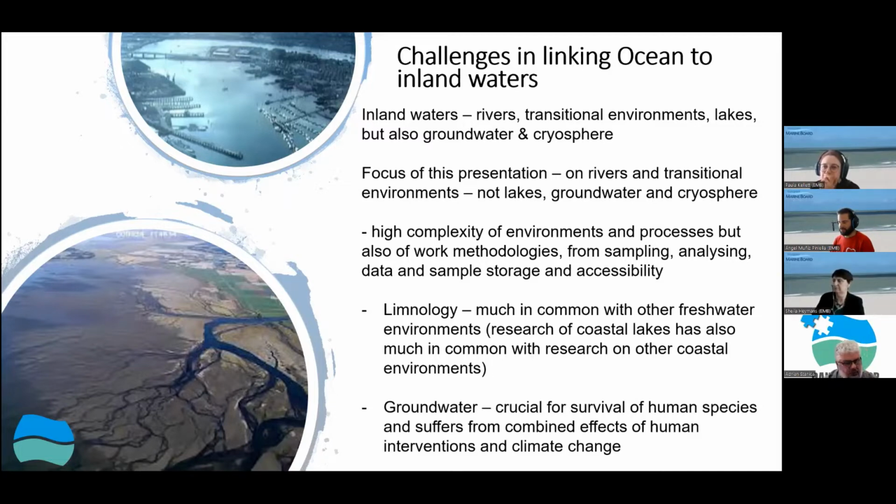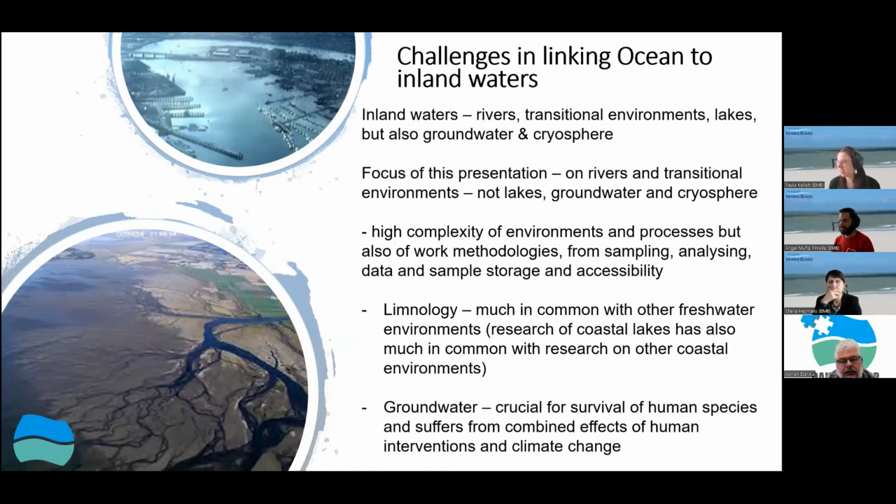I won't refer too much to limnology, the study of lakes, as it has much in common with other freshwater environments. And if we look at coastal lakes, these are coastal environments, and the specificities of research in coastal lakes have much in common with similar coastal research.